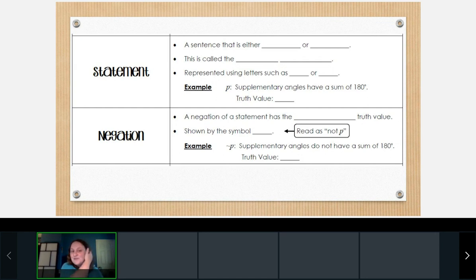All right. So we're going to talk about statements, and there's a lot of vocabulary that goes with this, but we're just going to go through it one at a time. In geometry, we're going to say that a statement is a sentence that is either true or false. If I'm saying that it's either true or false, that true or false is called the truth value.